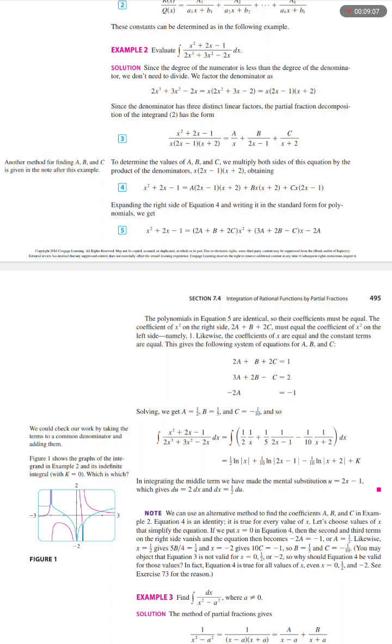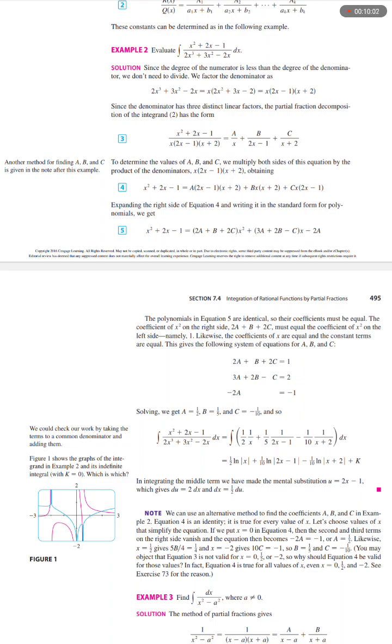Expanding the right side of equation 4 and writing it in the standard form for polynomials, we get equation 5: x² + 2x − 1 = (2A + B + 2C)x² + (3A + 2B − C)x − 2A.